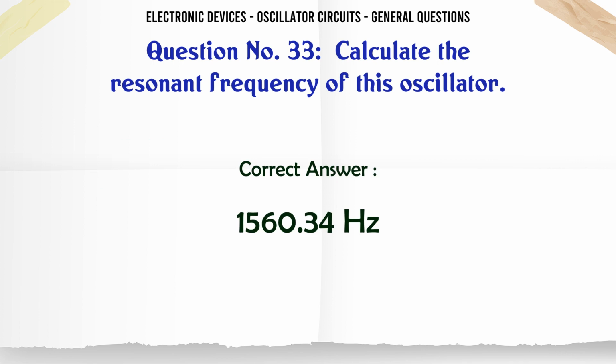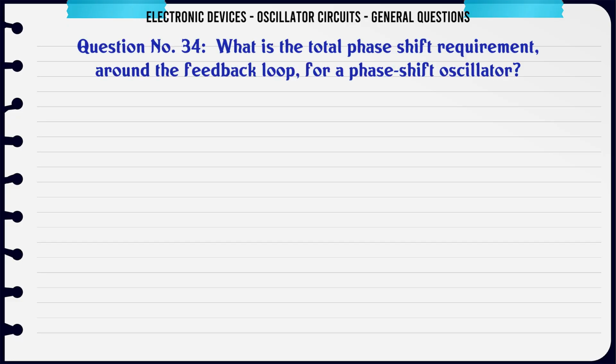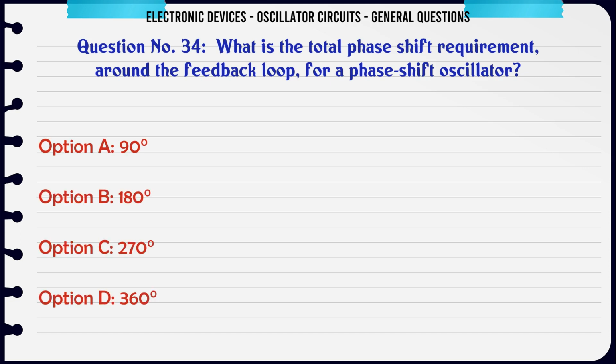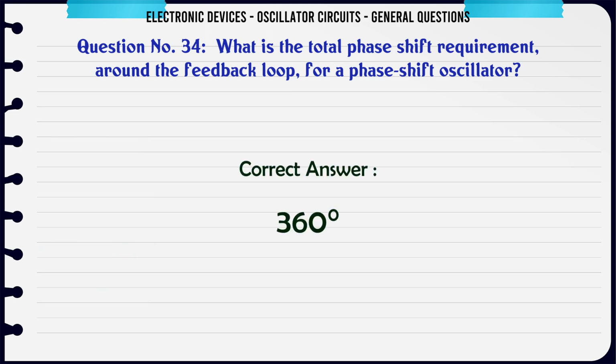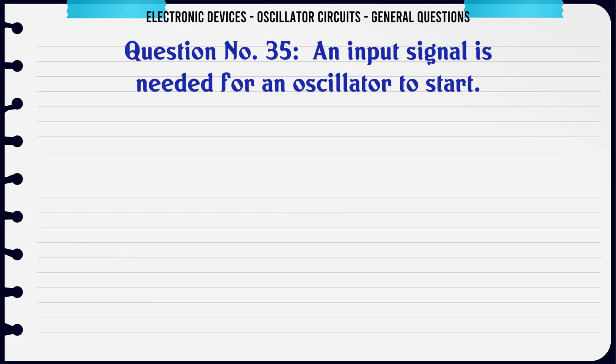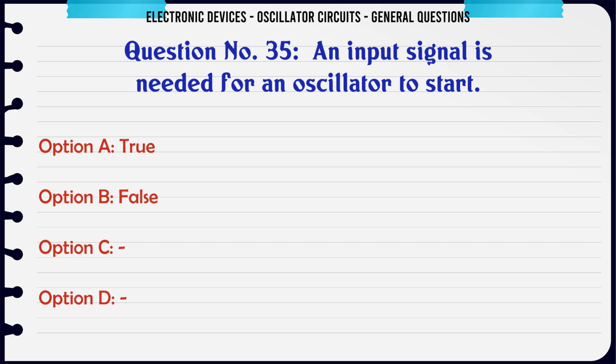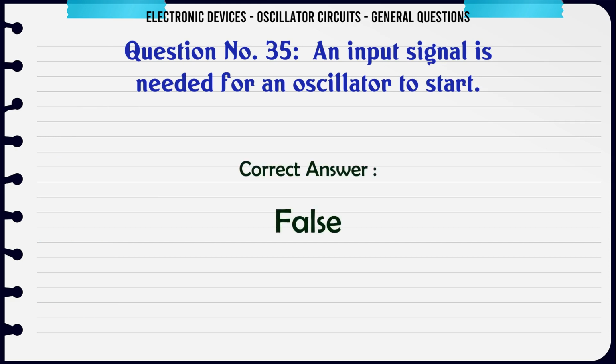What is the total phase shift requirement around the feedback loop for a phase shift oscillator? A. 90. B. 180. C. 270. D. 360. The correct answer is 360. An input signal is needed for an oscillator to start. A. True. B. False. The correct answer is false.